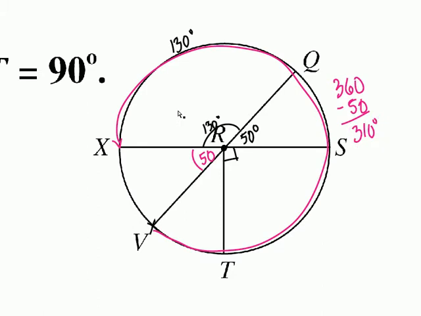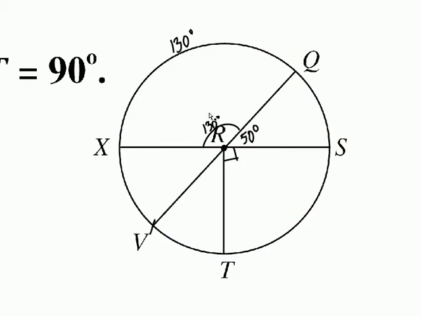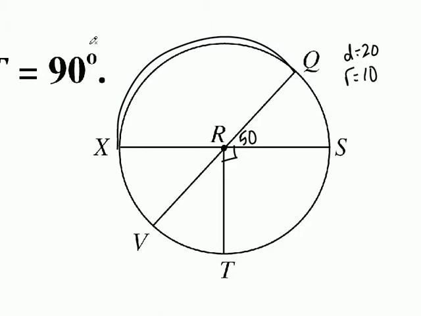Tell you what, let's get rid of a bunch of this stuff. Sorry, I should not have erased those things. All right, so that's what we know right there. And what did it say again? It said, if XS is 20, so that means what? The radius is 10, or the diameter is 20, however you want to do that. Find the length of arc XQ. So we want to find the length of that arc right there.